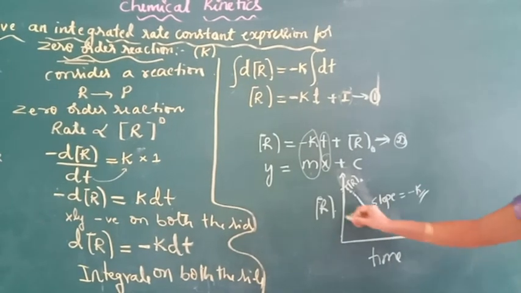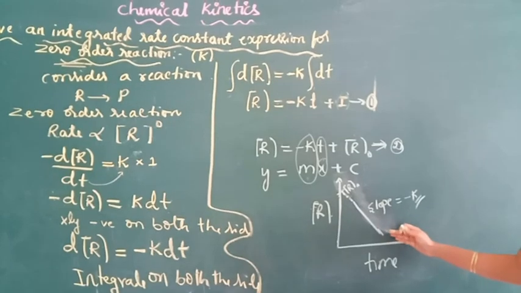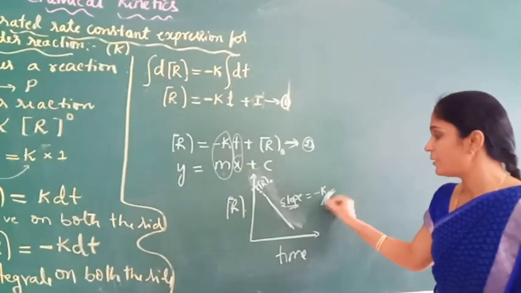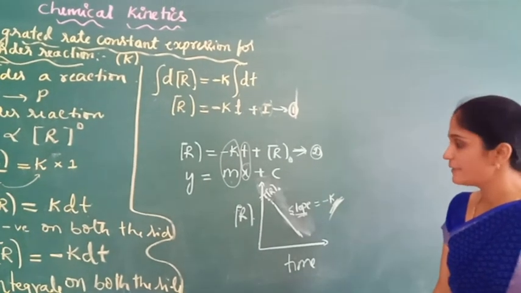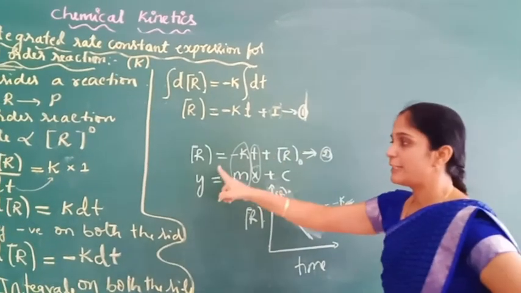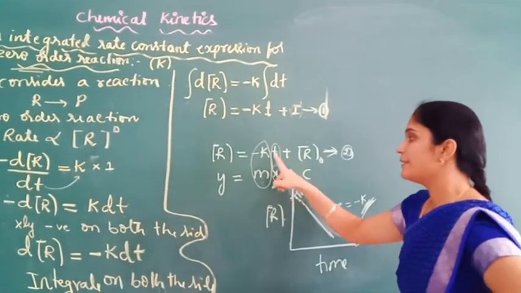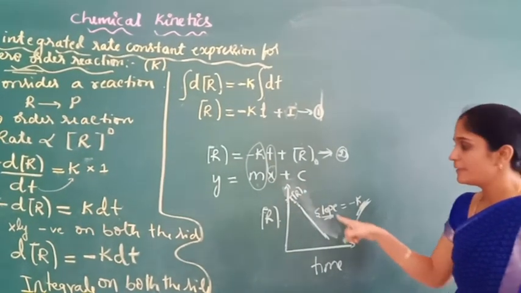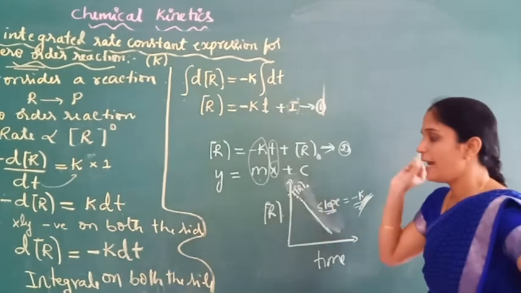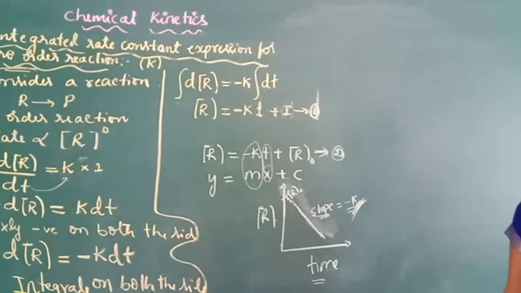So here, by plotting concentration of R versus time, we get a straight line. So the slope of this line will give the rate constant for a zero order reaction. So equation number 2 resembles a straight line equation. Therefore, if we plot concentration of R versus time, we get a straight line. The slope of this line is minus k and intercept is R naught. So this is the graphical method of representation of zero order reaction.